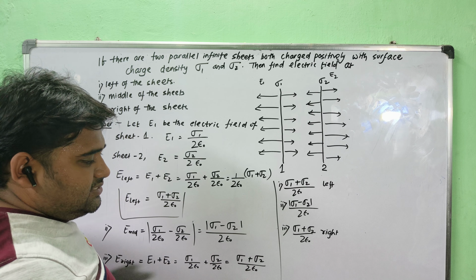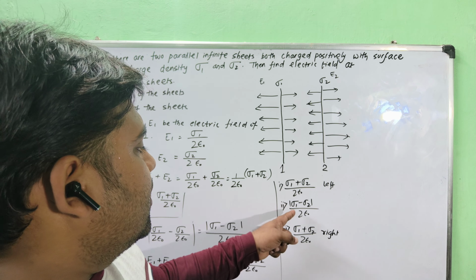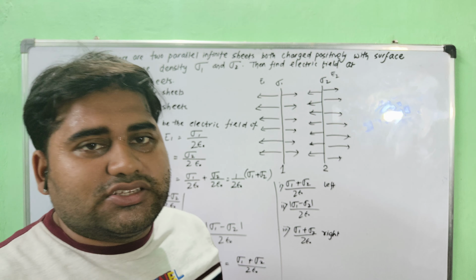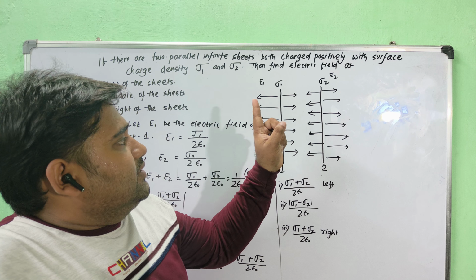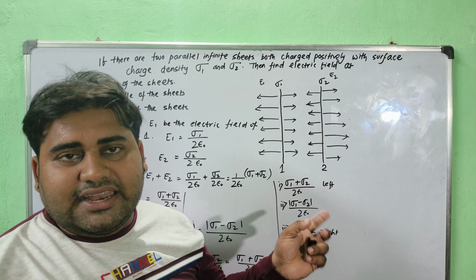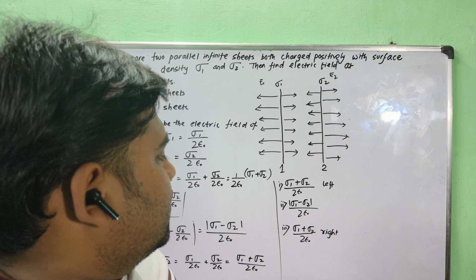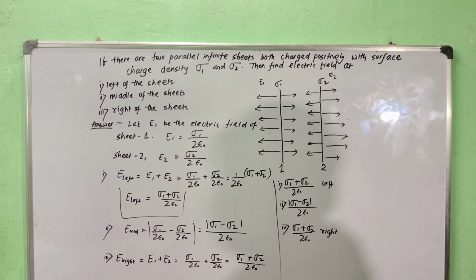And for this case, we can specify the direction only if we know which is greater, sigma 1 or sigma 2. If sigma 1 is greater, then the net electric field is to the right, and if it is smaller, then the net electric field is to the left. Okay, so I think you have understood the concept.